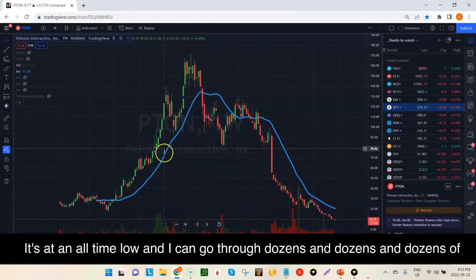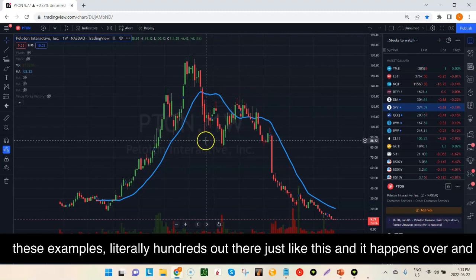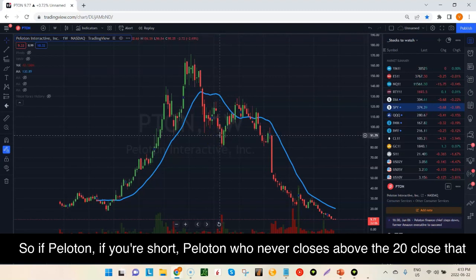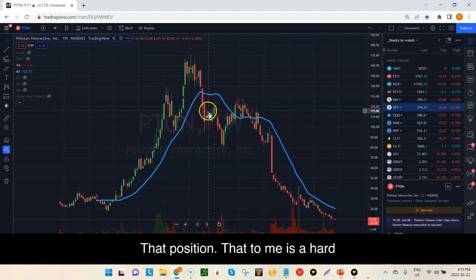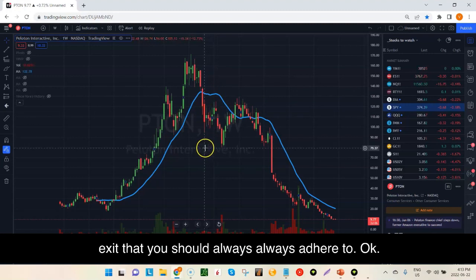And I can go through dozens and dozens of these examples. Literally hundreds out there, just like this. And it happens over and over again. So if you're short Peloton, and it ever closes above the 20, close that position. If you're ever long and it closes below, close that position. That to me is a hard exit that you should always adhere to.